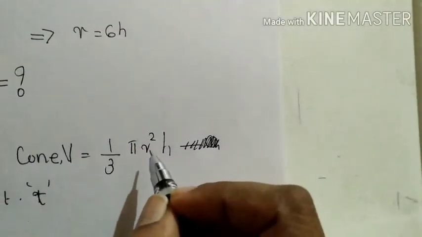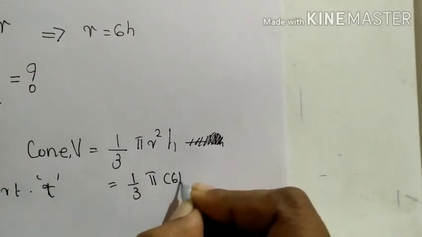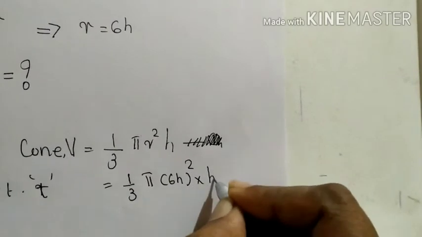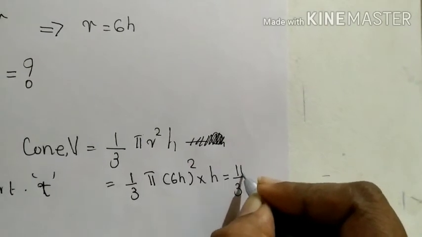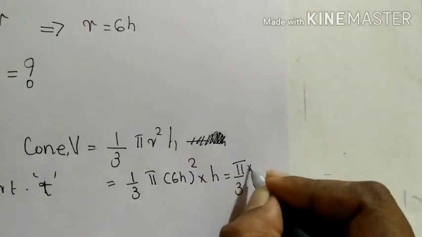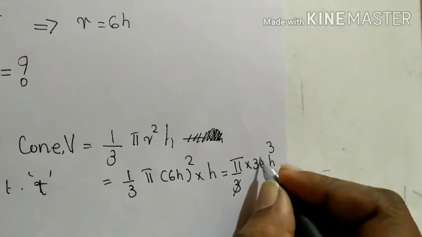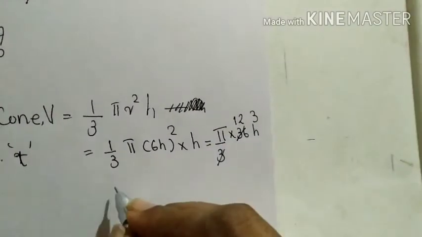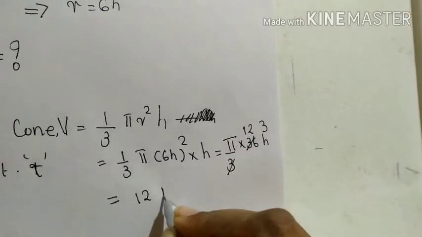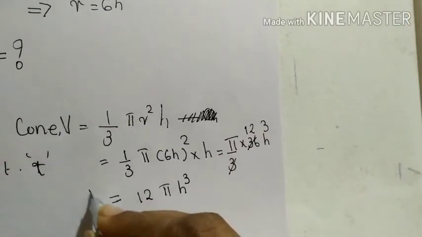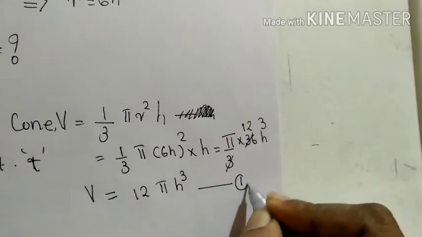So substituting r by 6h, we get 1/3 π into (6h)² into h, which further equals 1/3 π into 36h³. So cancelling the 3 and 36, we get 12. So the final answer is 12πh³. So our volume changes to 12πh³. Okay, let's name it as equation number 1.